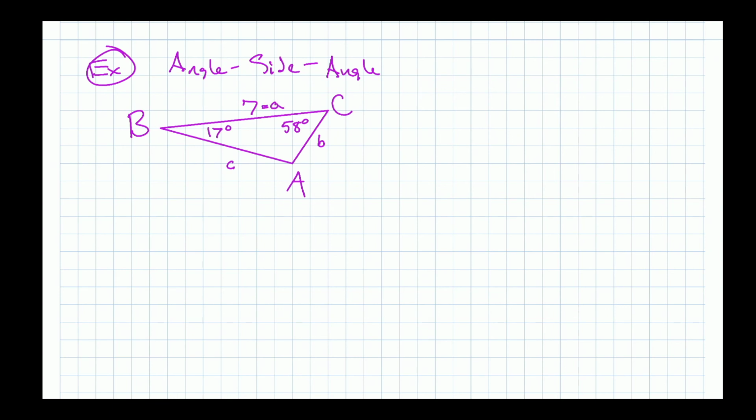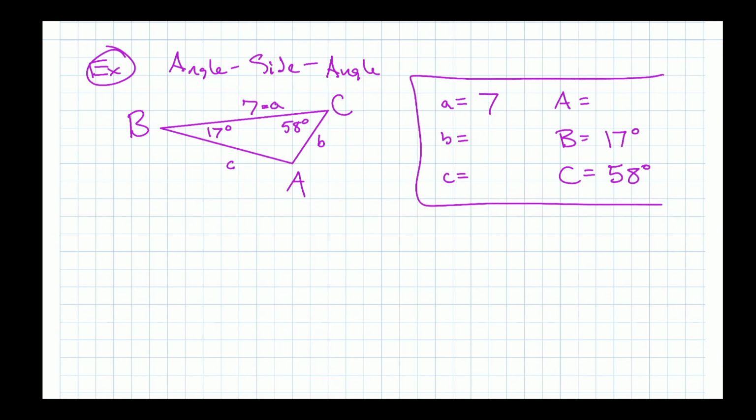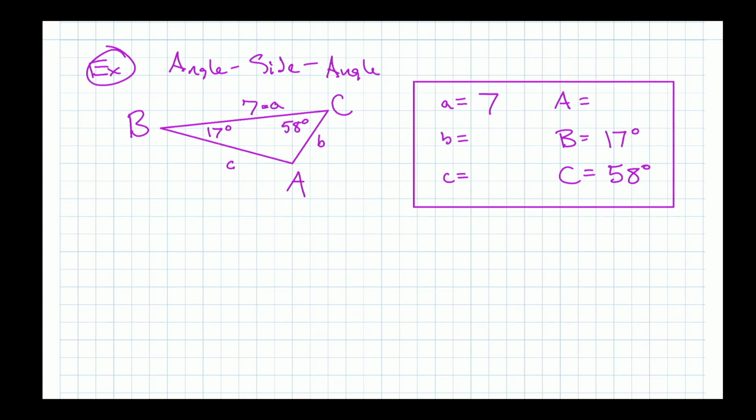To keep track of our stuff, let's make a little box for it. I have a little a, b, c, and a big A, B, C. What do we know? We know little a is 7, big B is 17 degrees, and big C is 58 degrees. This is what we're starting with. Notice you always start out with 3 out of the 6 here.